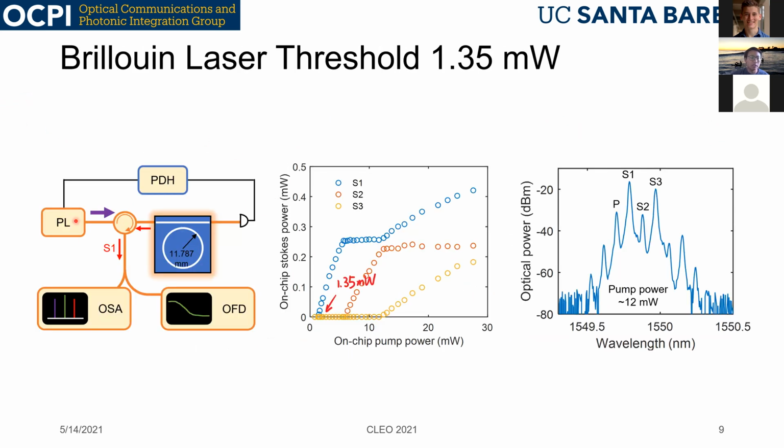So we PDH lock the pump laser to the resonator, and then crank up the pump power, and then drop the first order Stokes Brillouin laser emission by a circulator, and then feed it into an OSA to measure its power. So we were able to measure a threshold of only 1.35 milliwatt here, and we were able to see up to 3 orders of Stokes with only tens of milliwatts of on-chip power.